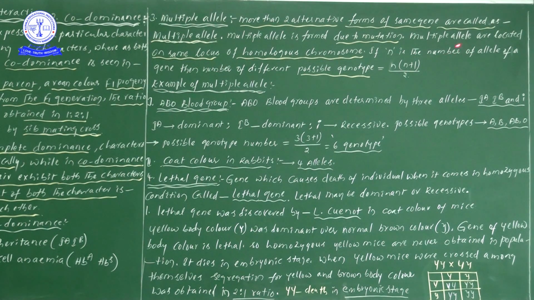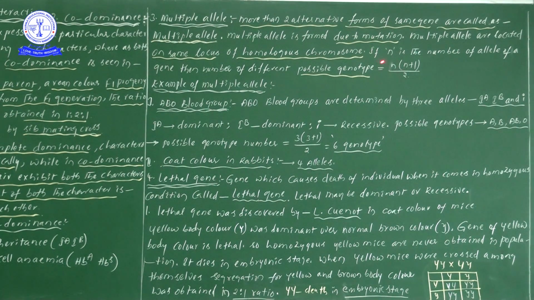So definitely, multiple alleles are located on the same locus of homologous chromosomes. Homologous chromosomes means chromosomes that are morphologically and structurally the same; such chromosomes we take as homologous chromosomes.